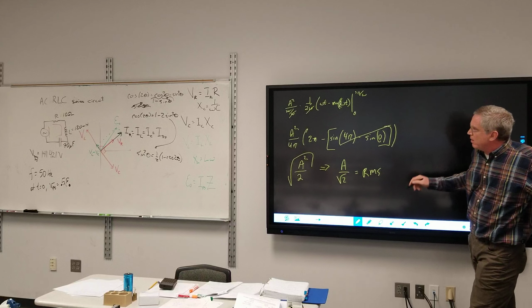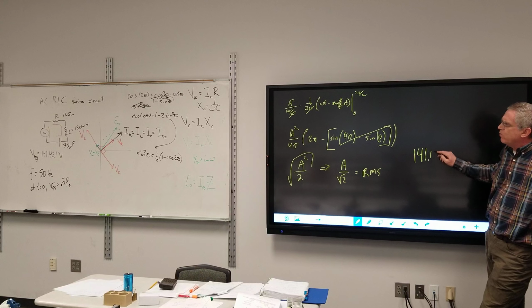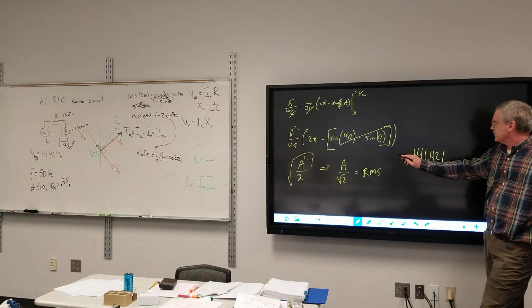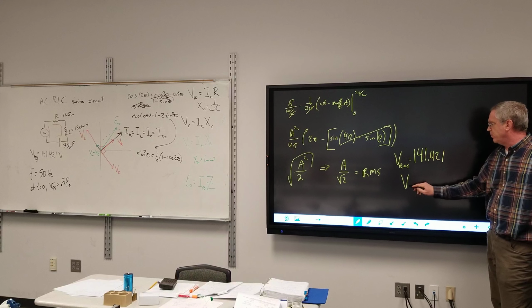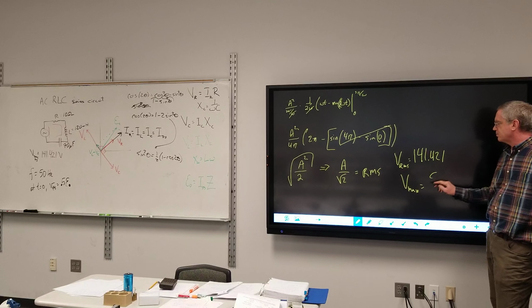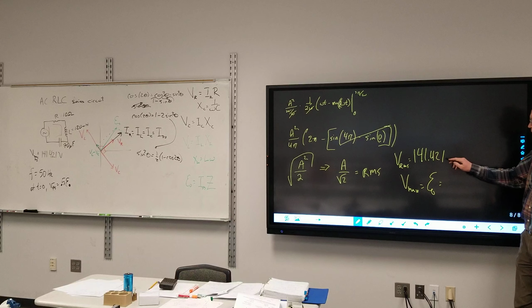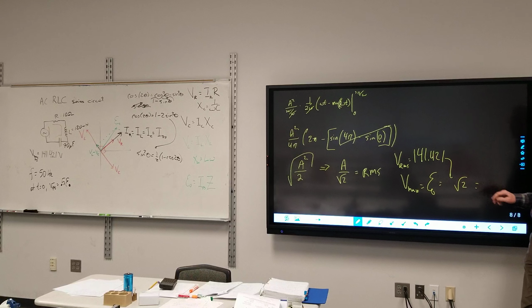So over there, I had an RMS of 141.421. So that's my RMS voltage. And therefore, my maximum voltage is that times the square root of 2, which is 800. Wow, what a coincidence. This is a nice number.